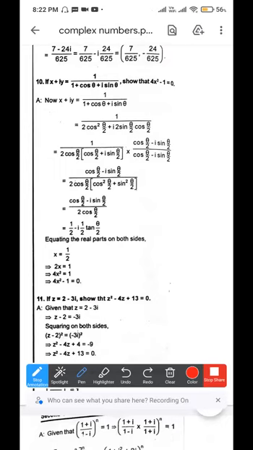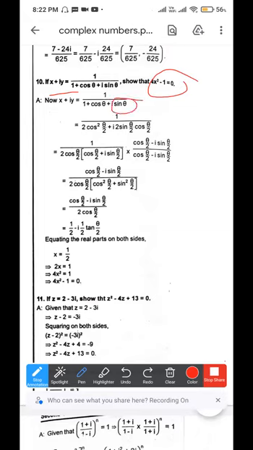Next question. If x plus iy is equal to 1 by 1 plus i sine theta, then show that 4x square minus 1 is equal to 0. So over here we are using trigonometry formulas.